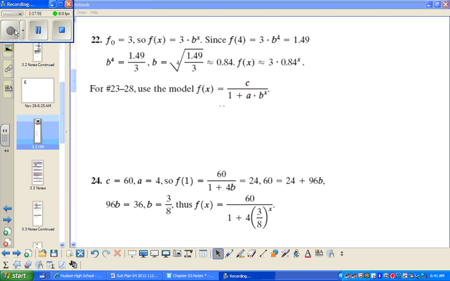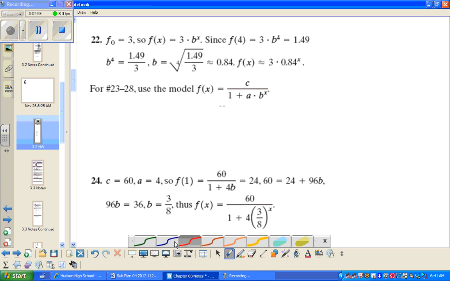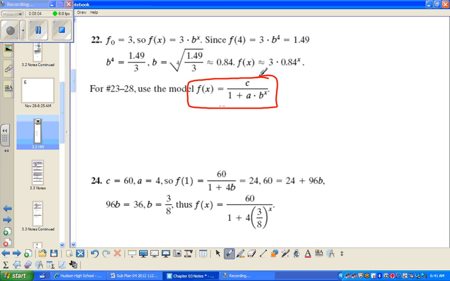24 through 28 were kind of your challenge problems. And by challenge, I just mean I didn't spell out how to do them to you. But you're going to use this model, your logistic model here, where that C value is going to be your limit to growth, and you're going to get A by knowing your initial value. Let's just go through 24 here. You're told that C is 60 because you're told in number 24 that your limit to growth is 60. So right away you know it.